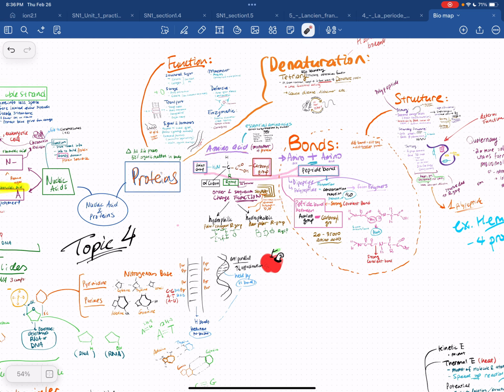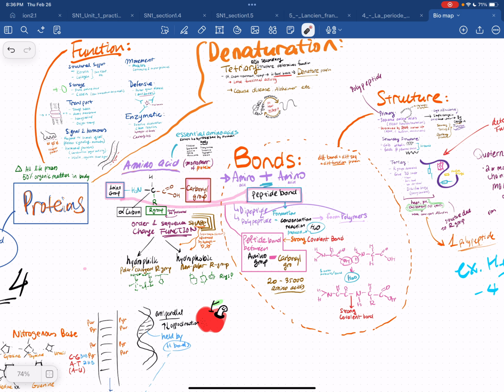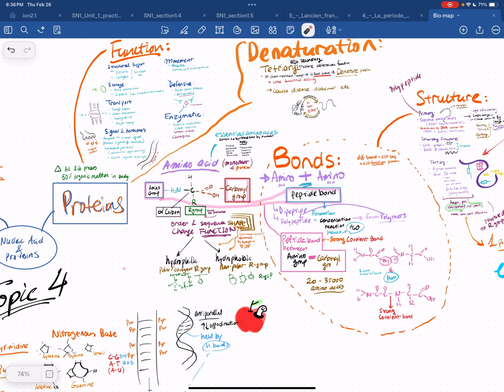So essential amino acids, where is that? Where's my essential amino acids? Well, essential amino acids are basically ones that humans cannot produce. That's why they need to be consumed from food. That's what it means for anything that says essential.